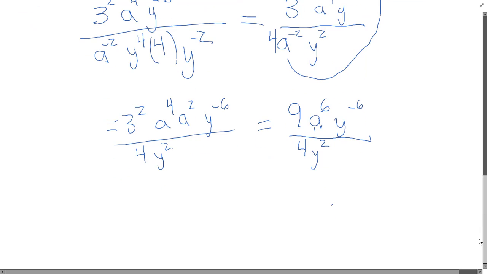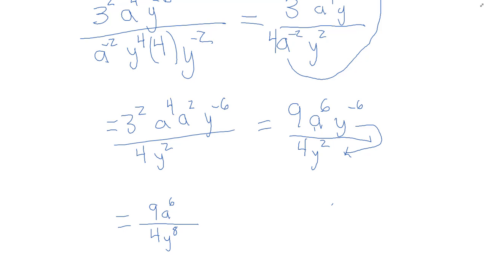Cool. Let's combine our y's and we'll be done. We have y to the negative 6. It's unhappy on top. Let's move it down to the bottom where it becomes a positive y to the positive 6. Y to the positive 6 times y squared is y to the 8th. And our final answer will be 9a to the 6th over 4y to the 8th. We're done. Congratulations. You made it through.